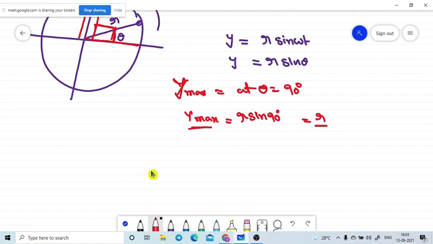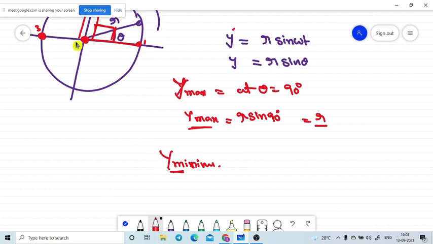Now, what is the minimum displacement of the particle from its mean position? The minimum means the displacement will be nothing. So that means y must be 0. Where must y be 0? If the particle is here or somewhere here, at this place or this place, the particle must be available in this 1 and 3 position.